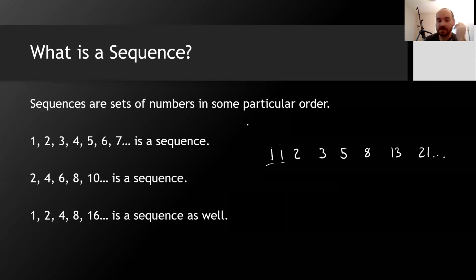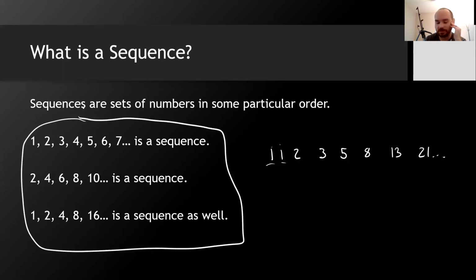So all of these are sequences. The ones we're going to focus on are mostly these, which we'll talk about in just a little bit. But it's worth knowing that there are other types of sequences that we don't talk about in this class. Perfect squares is another good example. So 1, 4, 9, 16. This is a sequence.